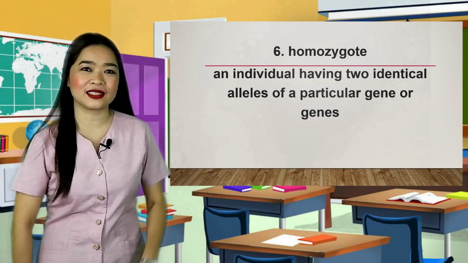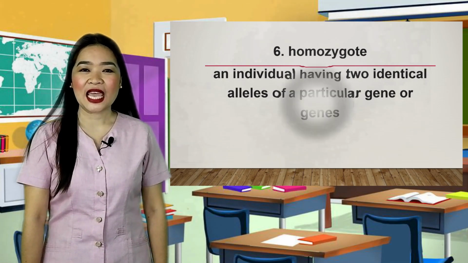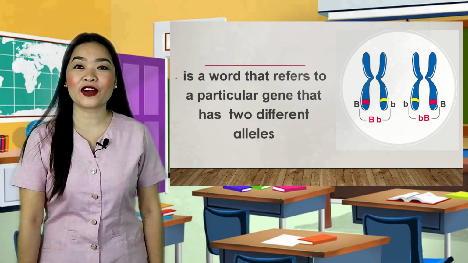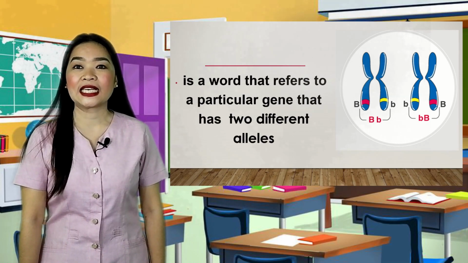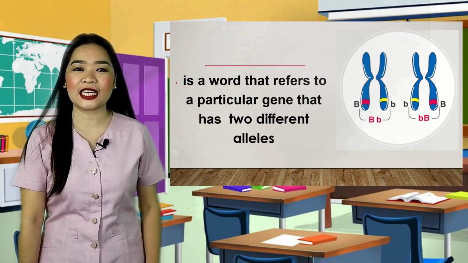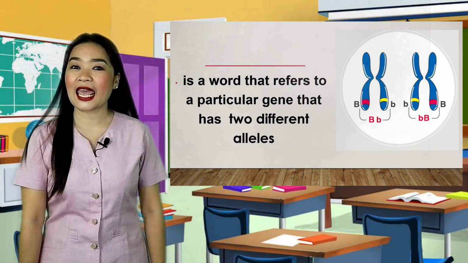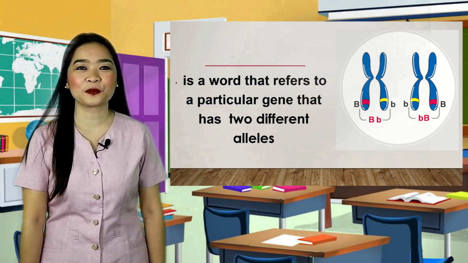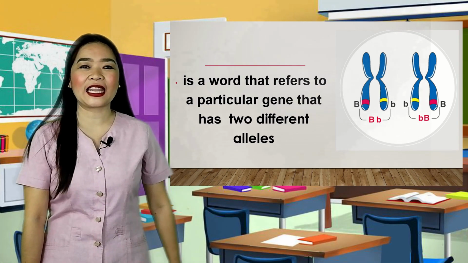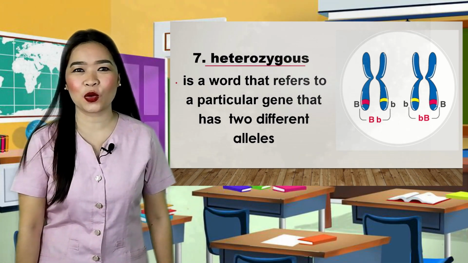Let's move forward. Number 7 is a word that refers to a particular gene that has two different alleles. It starts with the letter H and ends with the letter S. You got it right. It's heterozygous.